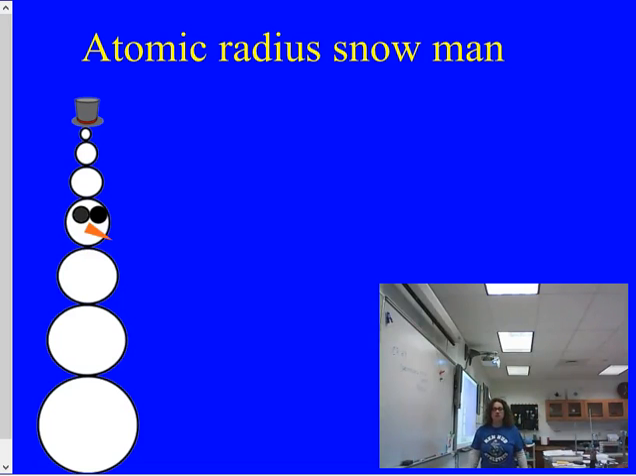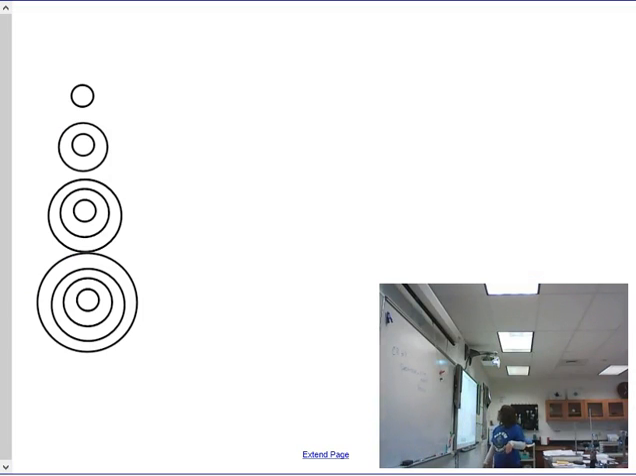Hi kids, Miss McQuaid. So we're going to talk about atomic radius, and here is our friend, the atomic radius snowman. We looked at this already in class, but we're going to take another bite at the apple and take another look at it. As you go down a group, we learned that the radius increases, and this happens because the number of orbitals in the atom increases as you go from the top to the bottom of the periodic table.